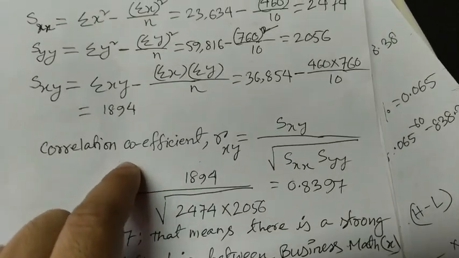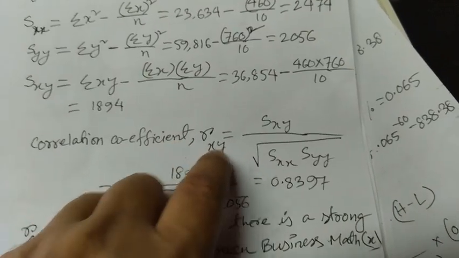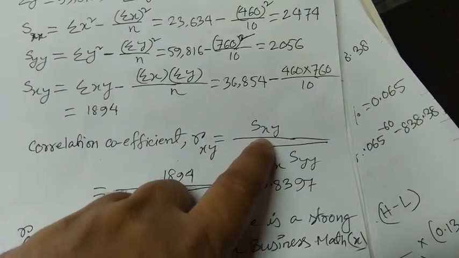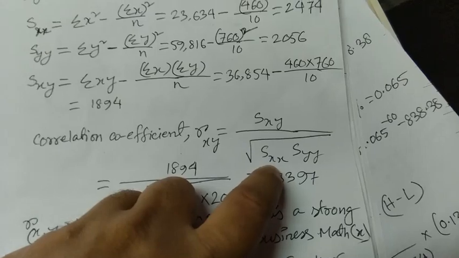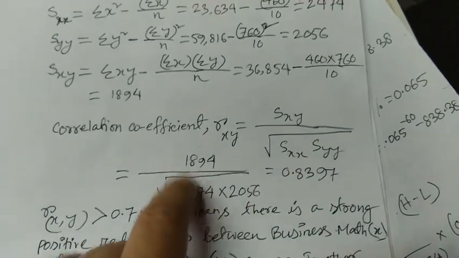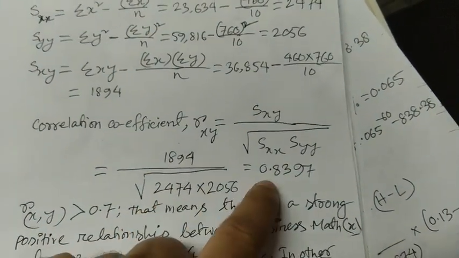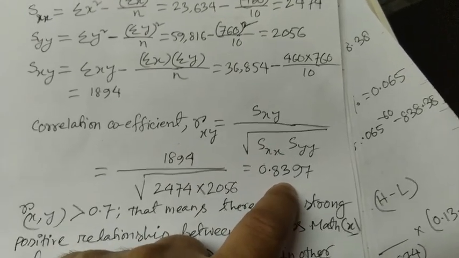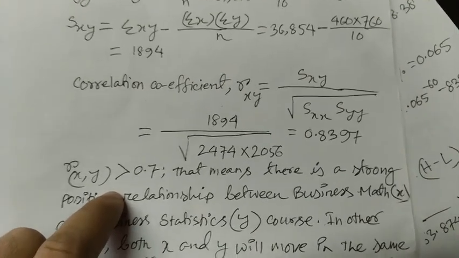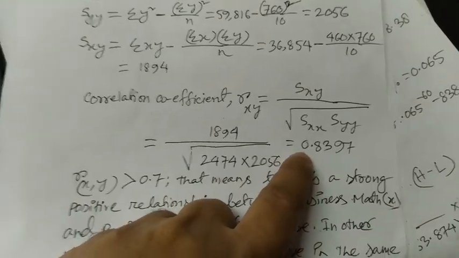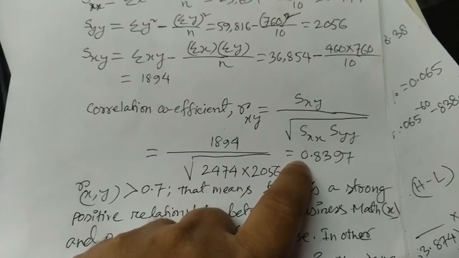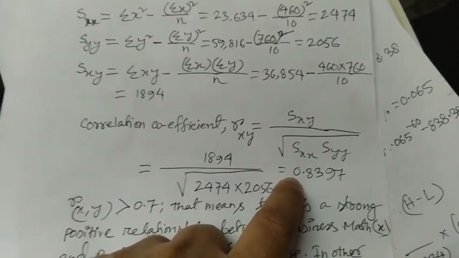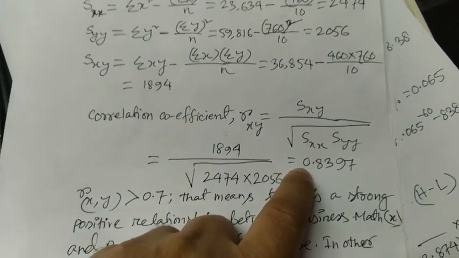Now, if you can recall, the formula for correlation coefficient was SXY divided by root of SXX into SYY. If you put the calculated values there and calculate, the correlation coefficient value will come 0.8397. Here, for the correlation coefficient, first you check the sign. This is a positive sign, that means the relationship between x and y is positive.